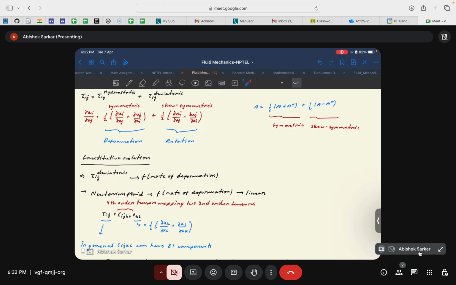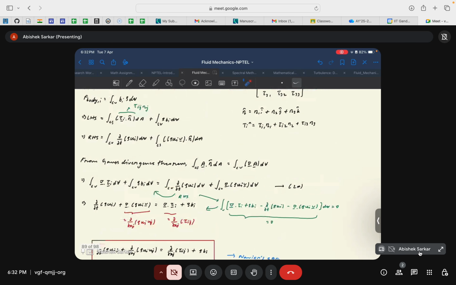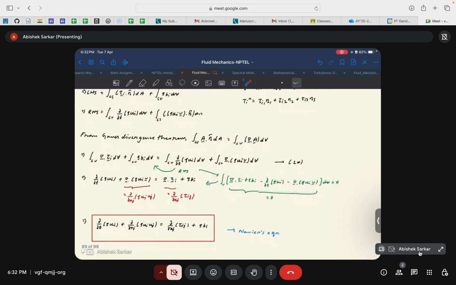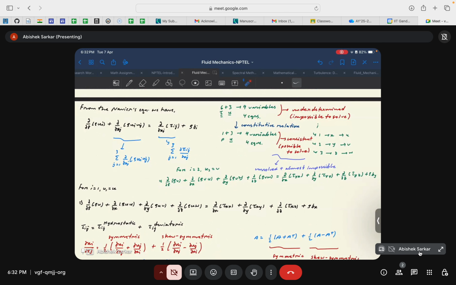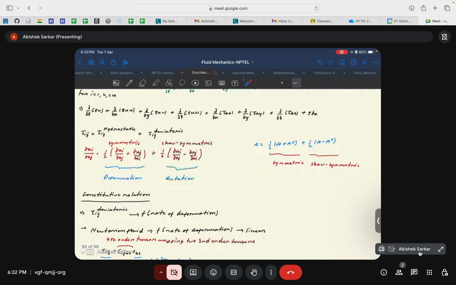That is the tensor, sorry, what was that? I'm just blanking out. Let me just go back. Traction vector and the normal. We mapped the traction vector over the normal vector using a second order tensor, that was the shear stress tensor.